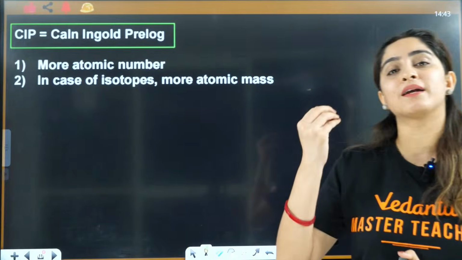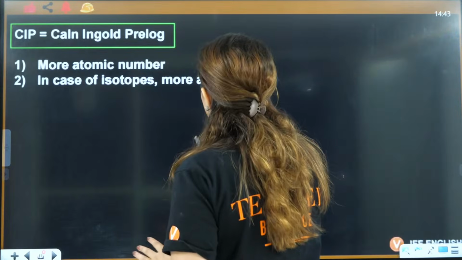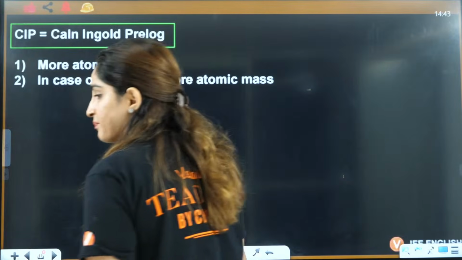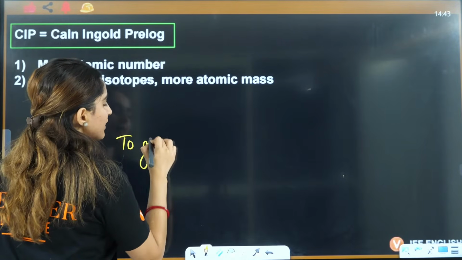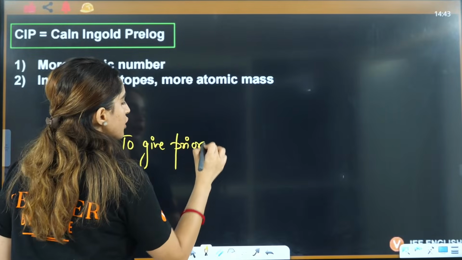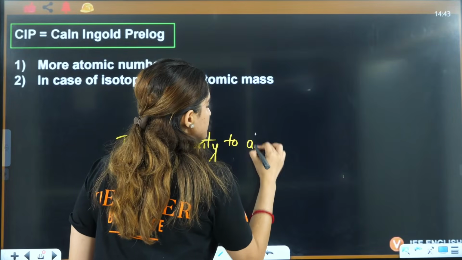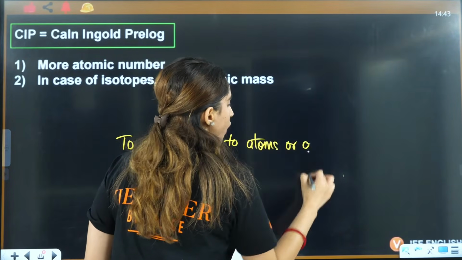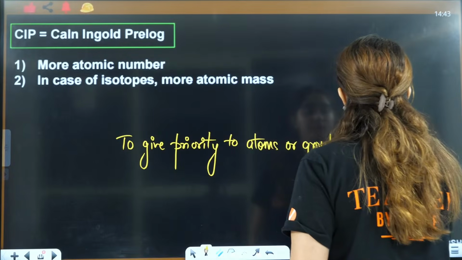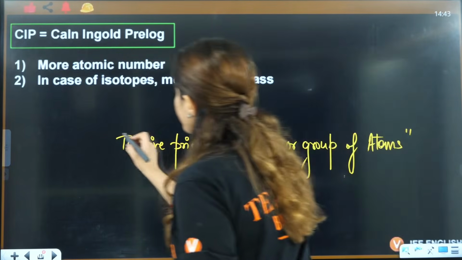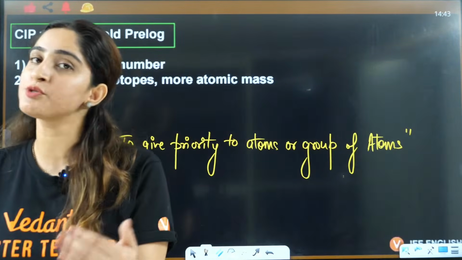To define it, first you need to understand what CIP is. What is the CIP rule? The CIP rule is to give priority. Now this is a very important thing that I'm going to start: to give priority to atoms or group of atoms. This will be very useful in further RS configuration as well, right?